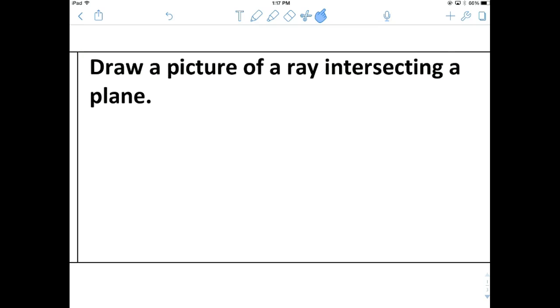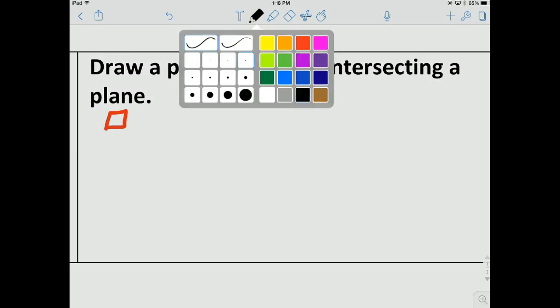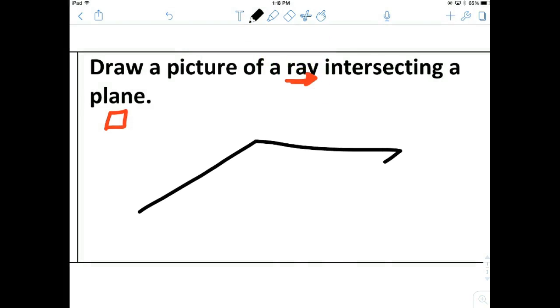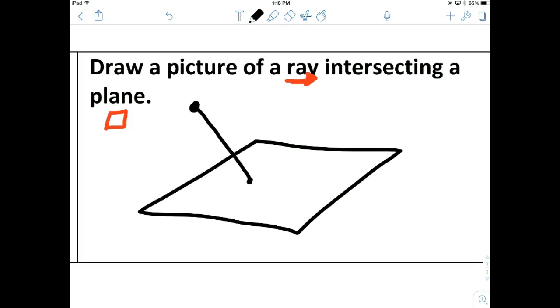Draw a picture of a ray intersecting a plane. Same idea here. We want to take apart each of these vocabulary words. A ray is going to have one arrow. The plane, again, will be a two-dimensional shape. So I draw my plane, draw it at an angle. I have a ray, starts, say, up here, goes into the plane, intersects right there. It's behind the plane, can't really see it. It doesn't go away, but it's just not visible. And then it pops out the bottom side. That's a ray intersecting a plane.